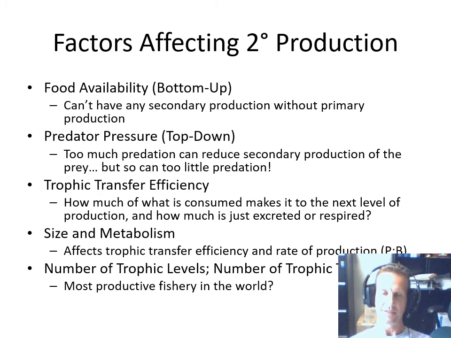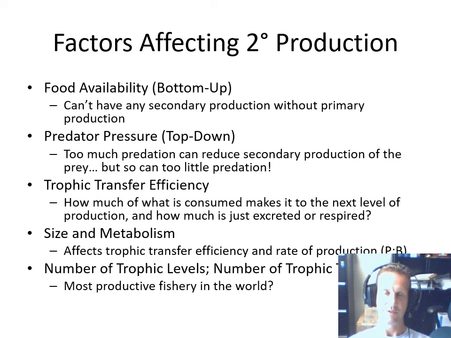Okay, lots of different things affect the amount of secondary production. I mentioned temperature was one. Food availability is a huge factor affecting secondary production. You can't have any secondary production unless you have primary production. So if you're looking at the secondary production of zooplankton, the animal plankton, it's going to be really low if you're in an area where there's not much primary production of plant plankton, phytoplankton, right?